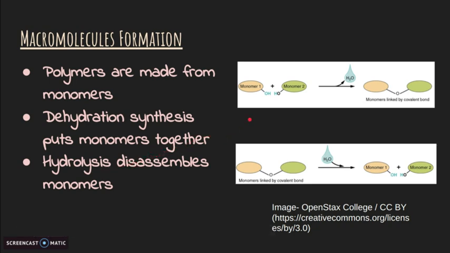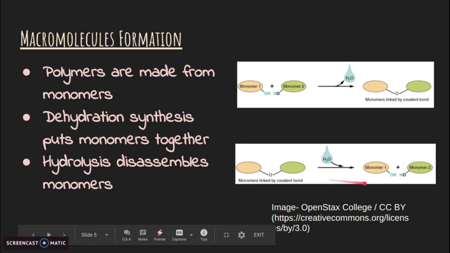So I have images of how this process works here. As you can see, dehydration synthesis is marked here and water is leaving. These are 2 monomers. Water is leaving, which is why it's called dehydration. Water leaves and then the bond is formed. This bond right here is hydrolysis, which is when water comes in. So it's the opposite reaction and the bond is broken.